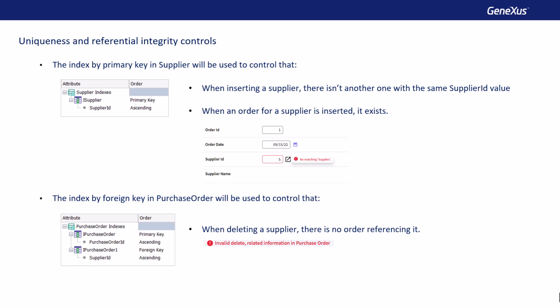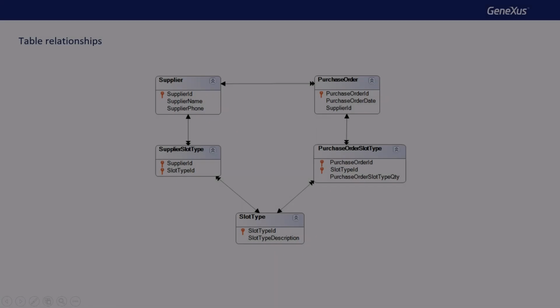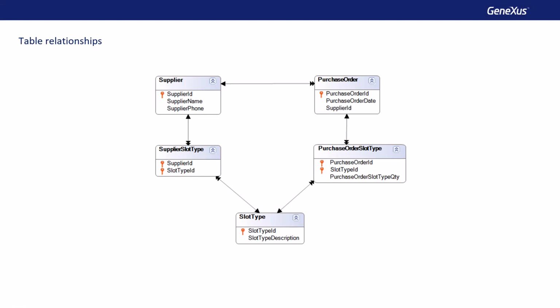Now, what happens when we enter a slot type in the purchase order transaction? Let's look at the relationship between the tables. When a record is entered in the purchase order slot type table, we want to check in the supplier slot type table whether there's a record with the supplier ID value corresponding to purchase order ID, and with the value of slot type ID corresponding to the slot type ID of the record being inserted, since that information is stored in memory.